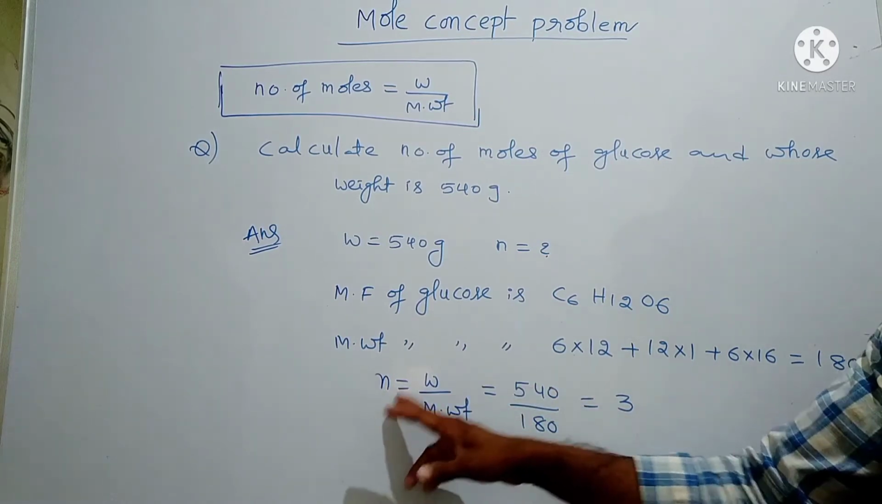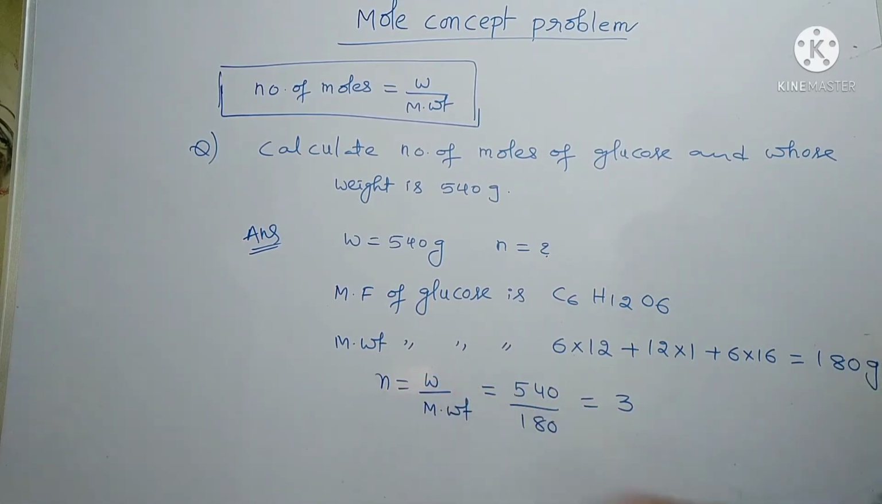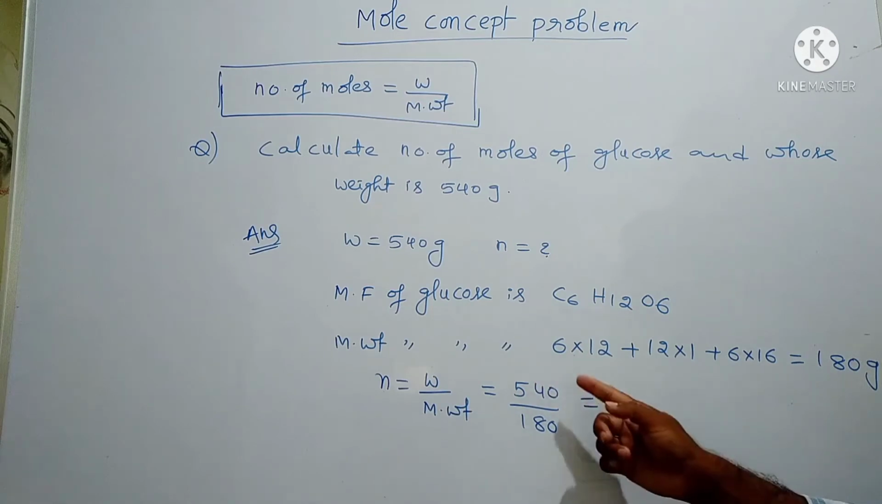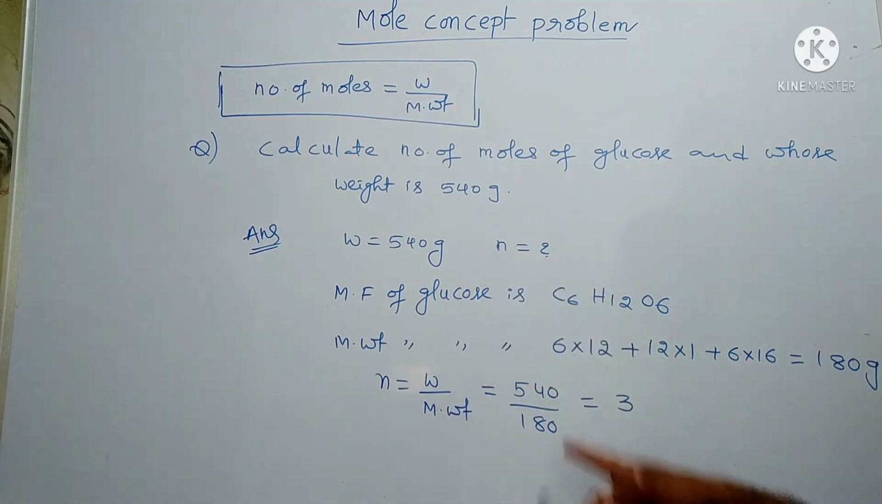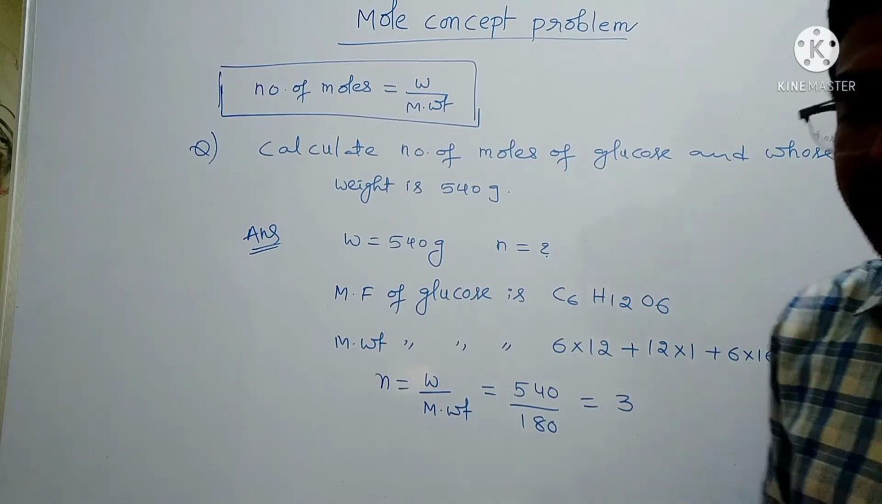Now n is equal to weight by molecular weight, that is 540, the given weight, by 180, the molecular weight. That will give you 3.